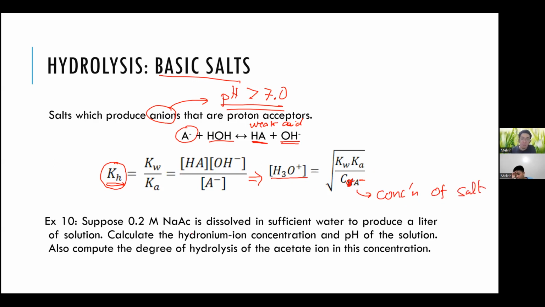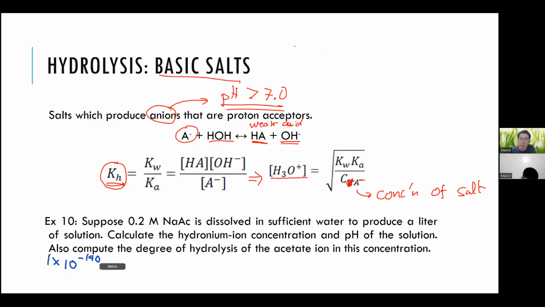Sige nga, try mo to i-solve. Suppose 0.2 molar sodium acetate is dissolved in sufficient water. So parang gumawa ka lang ng 0.2 molar sodium acetate. Calculate mo daw yung pH ng solution, tsaka yung hydronium ion concentration. Also compute the degree of hydrolysis of the acetate ion in this concentration. Sige, let's try. Ako muna mag-solve. So what is your KW, Josh? What is your KW again?